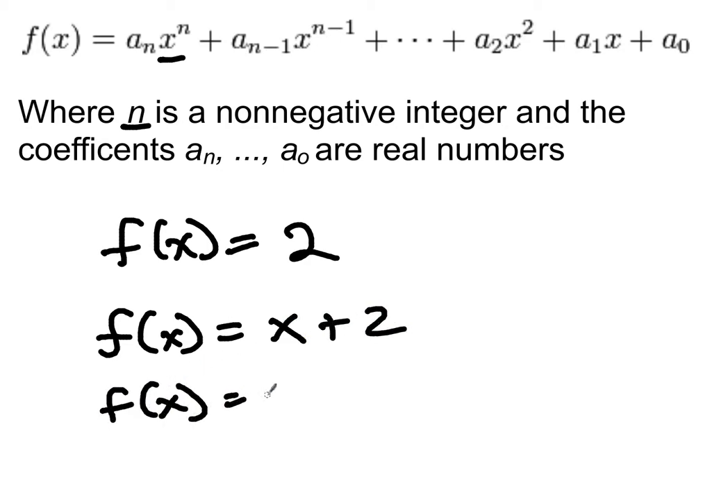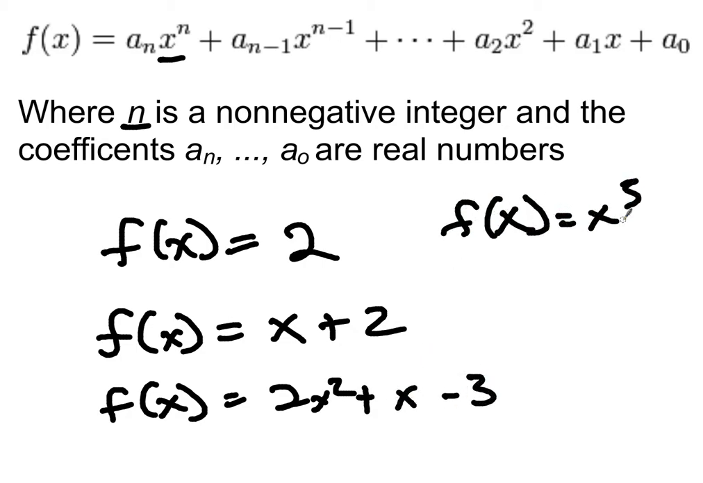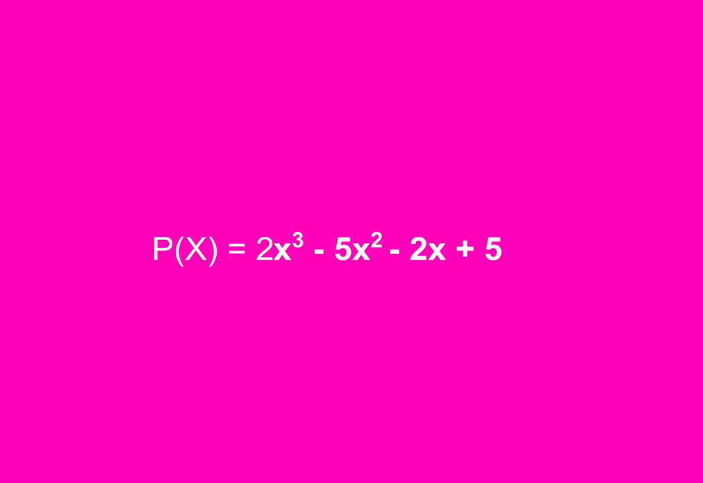Or I could have one that said 2x squared plus x minus 3, or x cubed, or 1/4 x to the 5th. All of these are polynomial functions. So pretty much everything that we've used so far in algebra is a polynomial function, as long as it can be written in this form. Alright, so let's look at some definitions.